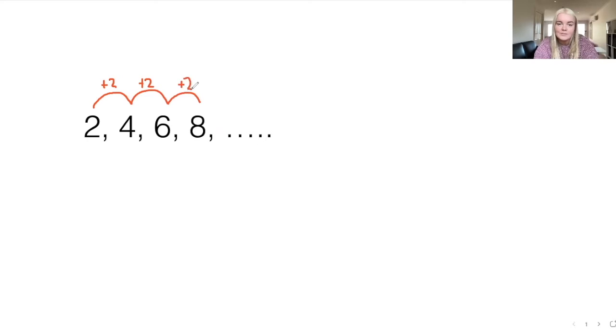So to continue a number pattern like this, all we have to do is keep going up by 2 and filling in the numbers. So if I were to fill in those numbers, after 8, if I go up by 2, it's 10. After 10, it'll be 12, and so on and so forth.